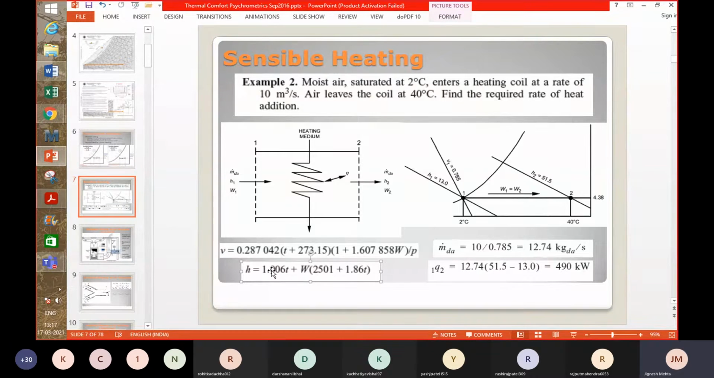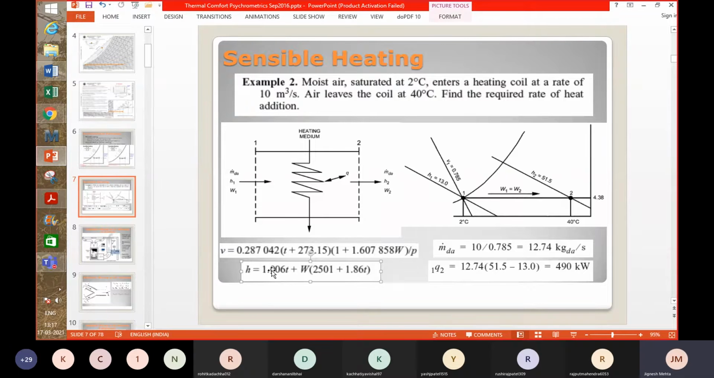Then the W value you have already got from the table. W is equal to Ws at point 1, and it's not going to change whether you're talking about 0.1 or 0.2. And 2501. Now this part, W into bracket: inside the bracket, what you have is the heat content of water vapor.